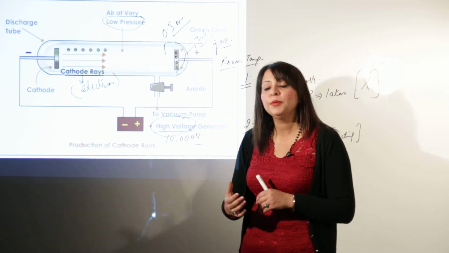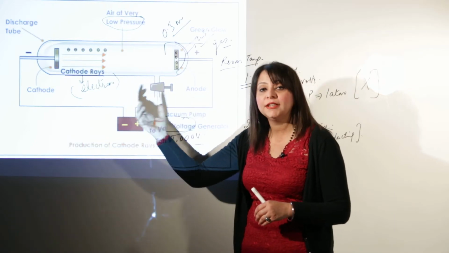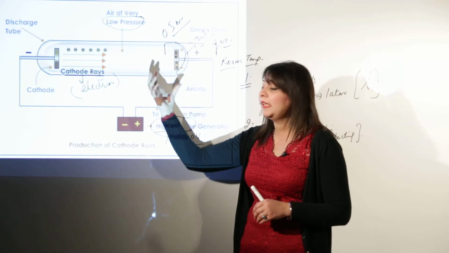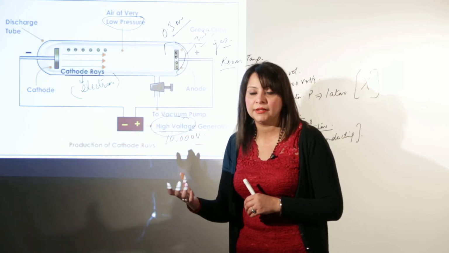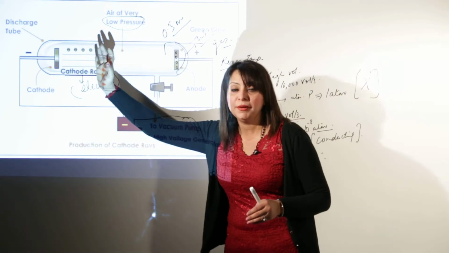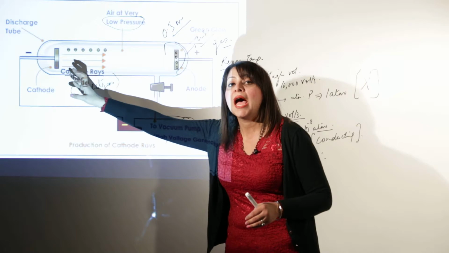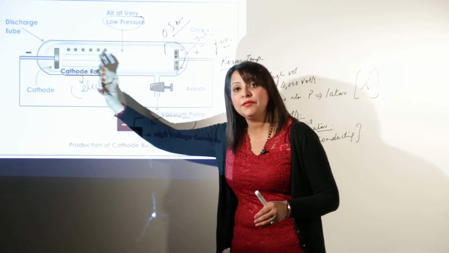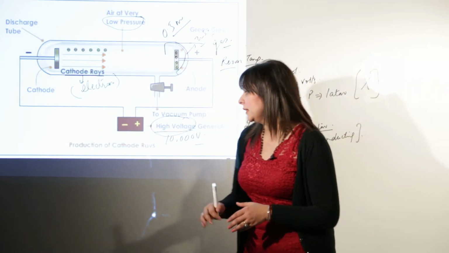The color of the tube was green in this case, and if some other gas was taken, the color was different. So the color of the light emitted depends upon the gas taken. But it was confirmed that the rays were the same, emitted from the negatively charged terminal, the cathode, consisting of negatively charged particles called electrons, and they were definitely travelling towards the anode. So this is how the electron was discovered.